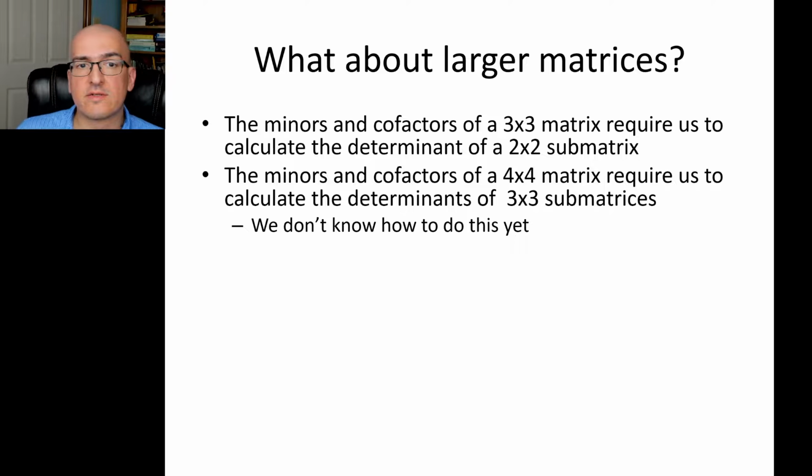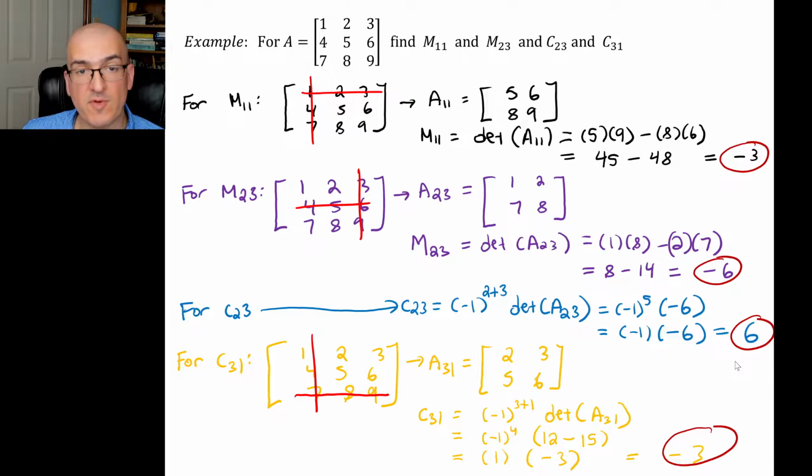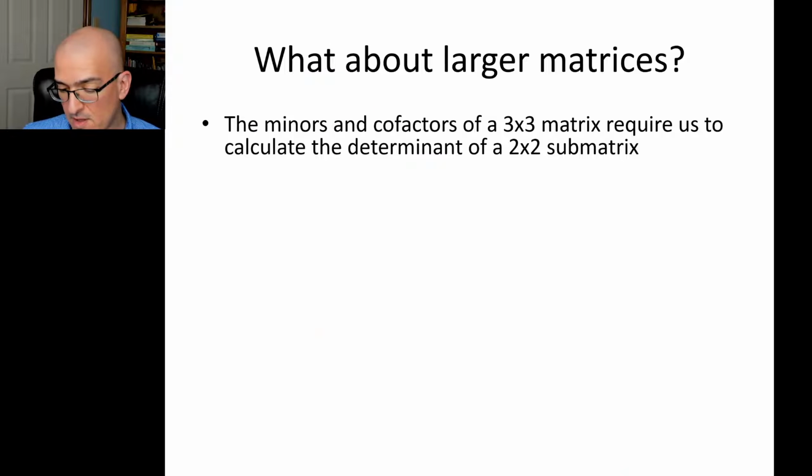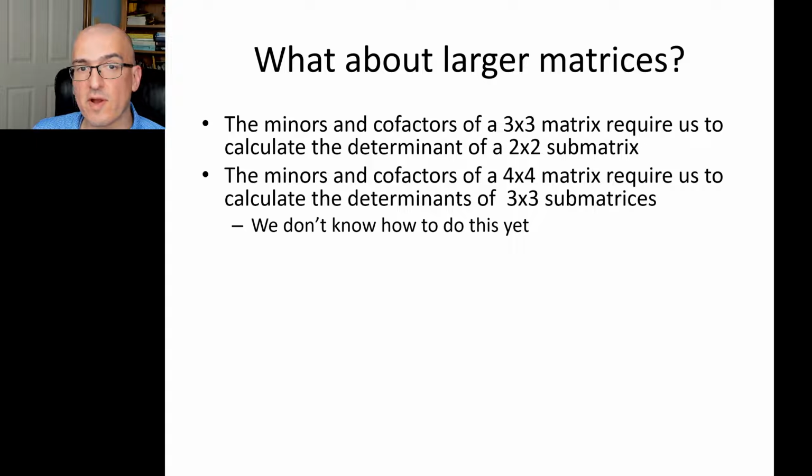We just did an example with a 3 by 3, and it was possible to find the minors and cofactors of a 3 by 3 matrix because the determinant part of the calculation requires us to take the determinant of a 2 by 2, and we know how to do that. But if we were asked to find the minors and cofactors of a 4 by 4 matrix, then part of that calculation would be taking the determinant of a corresponding 3 by 3 submatrix. Now we don't know how to do that.